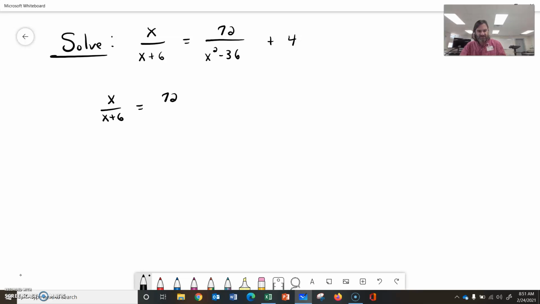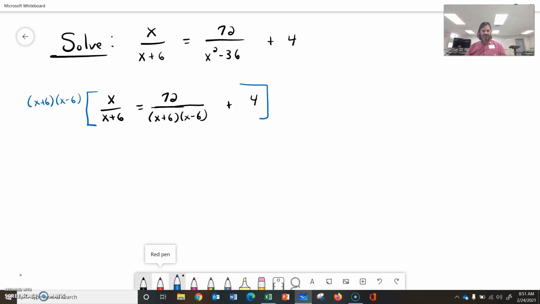And 72 over x squared minus 36 is not a perfect square, it's a difference of squares, so it factors into x plus 6 times x minus 6. And then plus 4 does not have a denominator. But we can see by looking at this, if we want to get rid of all these denominators, we need to multiply by x plus 6 times x minus 6. Okay, that might give us more than we want, but it will get rid of the fractions.